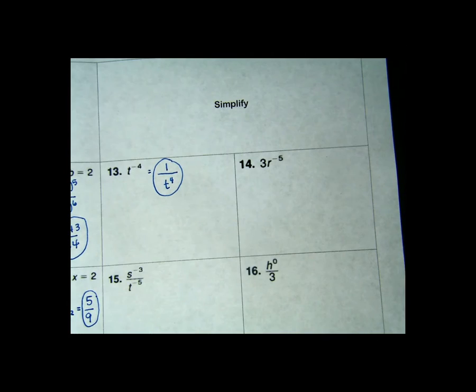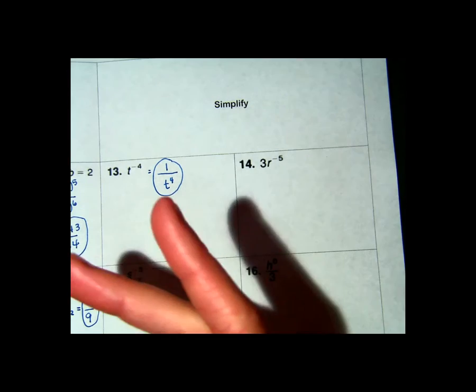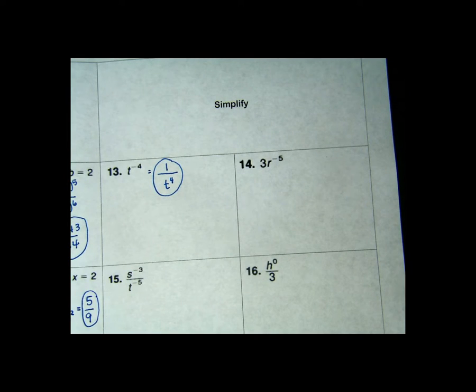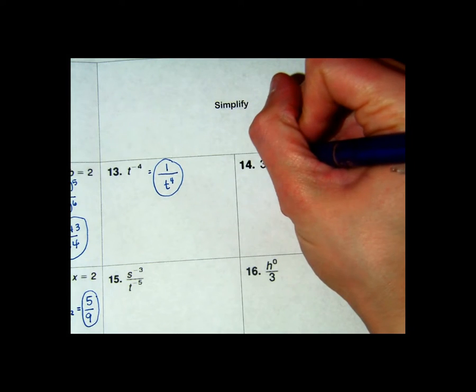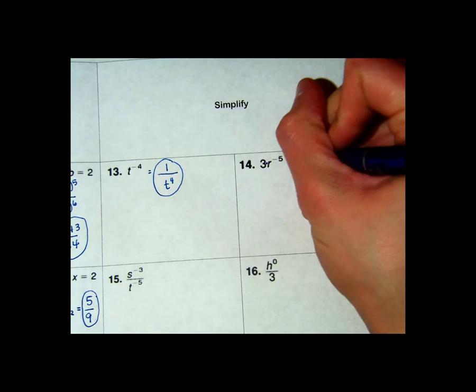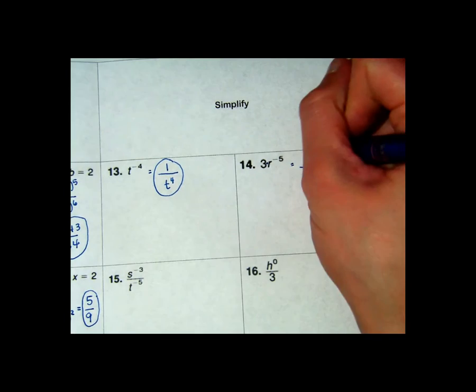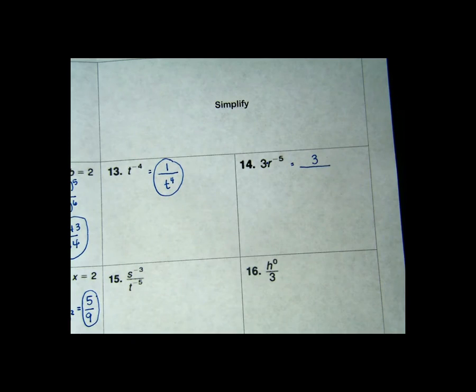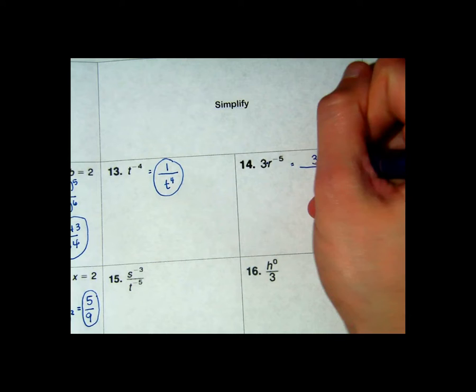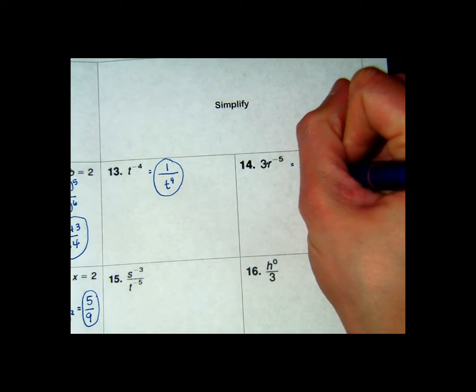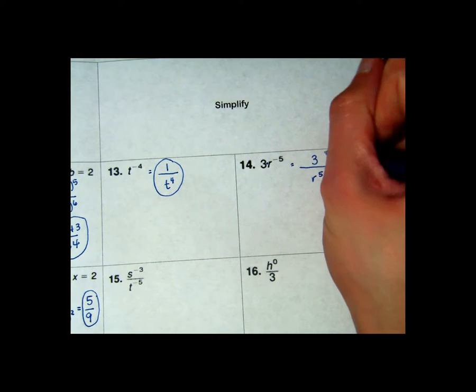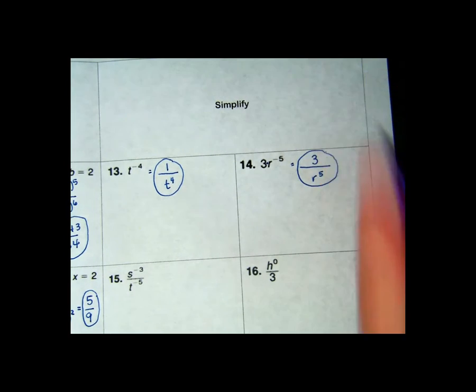This, number 14, is similar to number 10 or number 8 from the opposite page over here. Again, if you're doing this by yourself, it's a good idea to pause and think about things before you just watch them happening. So what's actually going on here is we have 3 times r to the negative 5th. 3 does not have a negative exponent, so it is going to stay in the numerator. R has a negative 5 exponent, so it is going to change positions. So my simplification, not solution, is 3 divided by r to the 5th.